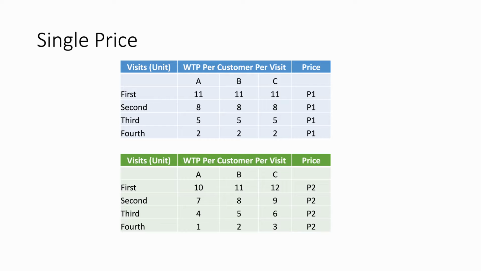First, let's look at what if we charge a single price. In this case, we use the same price whether the customer visits the theater the first time, the second time, third time, or the fourth time in a month. So we charge a price P1 for any ticket purchased. And in the second market structure, we charge a single price P2. Now let's look at these two different cases.